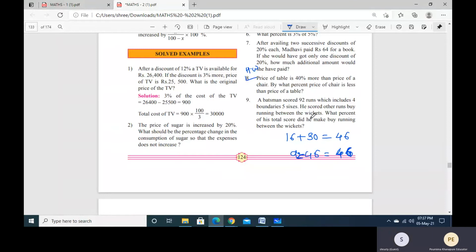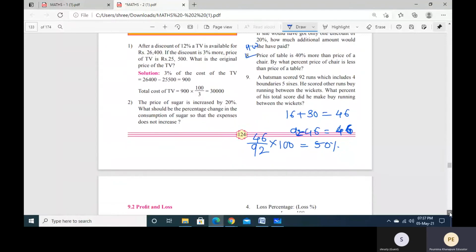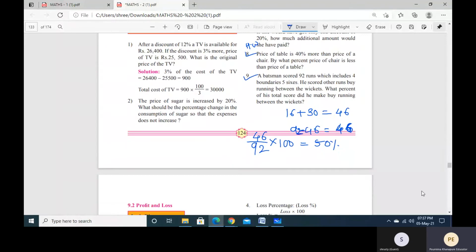So this is what percent of the total score? The total score was 92. Out of 92, 46 was made by only running. Then out of 100, how much? So that's, I think, 50%. Yes. 46 ones are 46, twos are 92, so 50s are 100. 50%, because half of the runs he has made by running and half by boundaries and sixes. Half means exactly 50%. Got it? So I will just leave the 8th and 9th as homework.